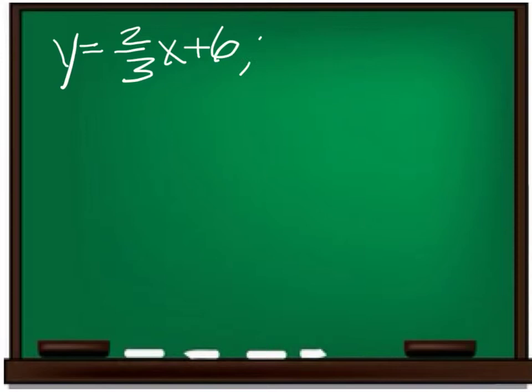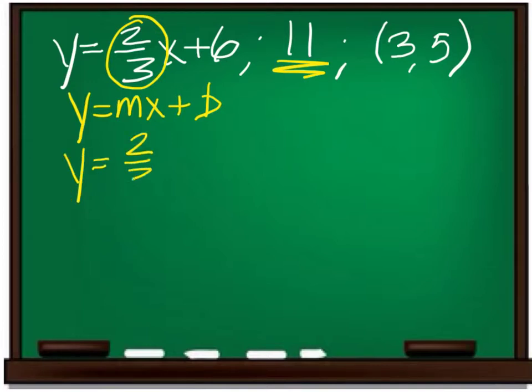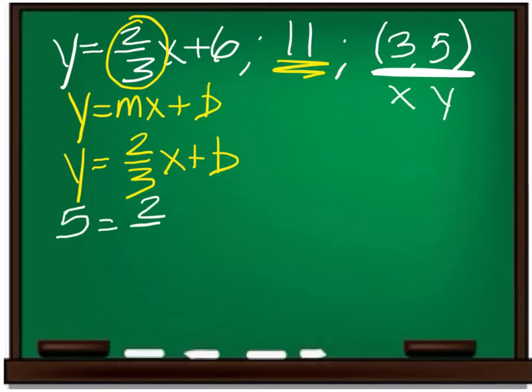Example 2. Y equals 2/3 x plus 6, and it's going to be parallel and passing through the point 3, 5. Start with y equals mx plus b and put in this slope because it's parallel. Parallel lines have the same slope. So y equals 2/3 x plus b. Plug in this point, x y. 5 equals 2/3 times 3 plus b.